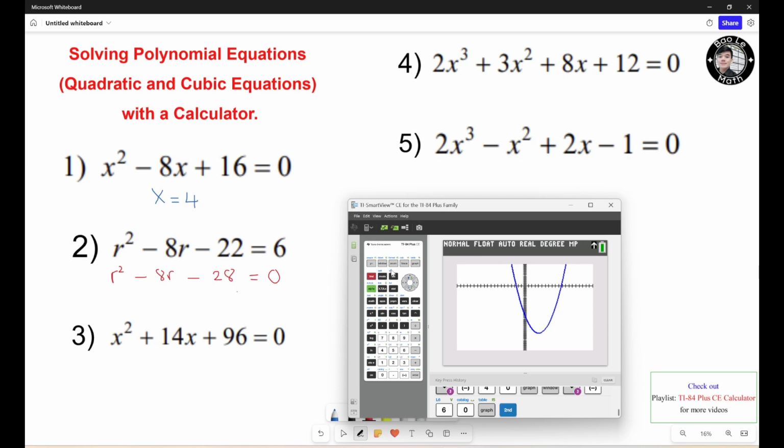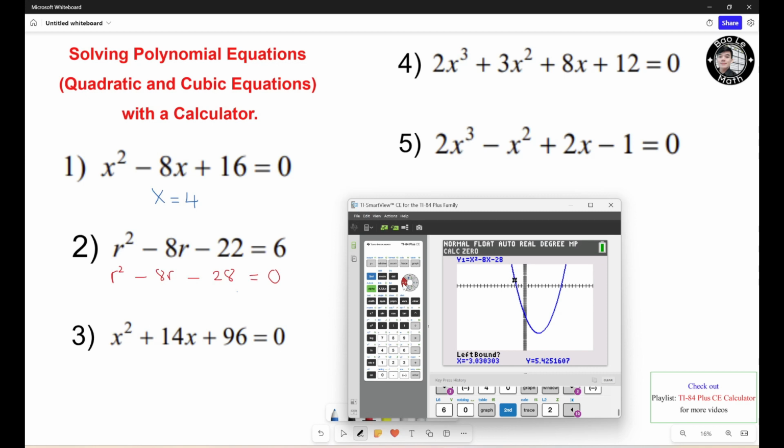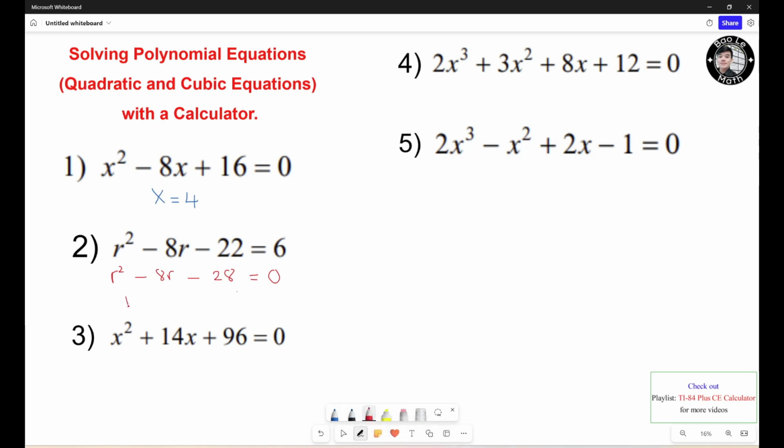So you hit second, trace, number 2. Now you need to move your cursor to the left of the zero right here. So we have the left bound right here. You hit enter. Now find the right bound right here, which means the right of zero. Hit enter. Now move your cursor to the middle, hit enter. You got the first zero right here. It's going to be negative 2.6 something. Alright, so x1 equals negative 2.63.